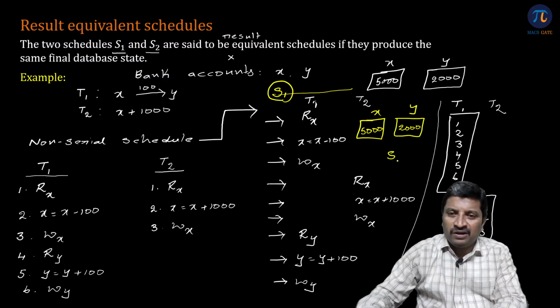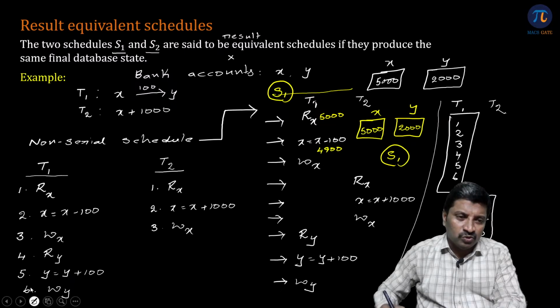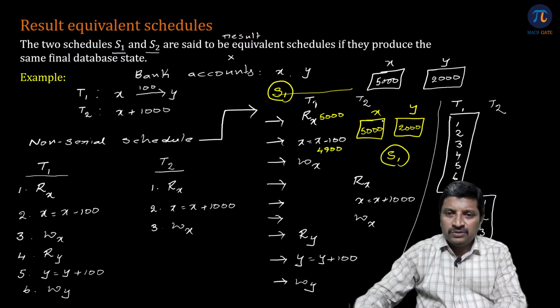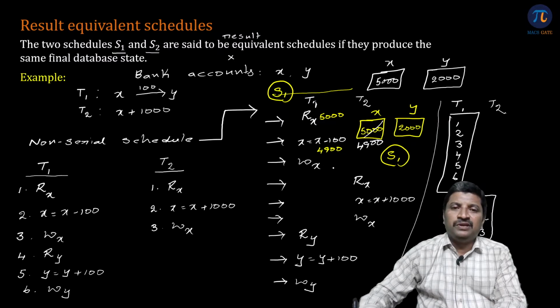For schedule 1, first you are reading the value of X. What is the value of X, sir? 5000. Then you are subtracting 100. So it will be 4900. You are writing back that value to the X. So it will be 4900 in X.